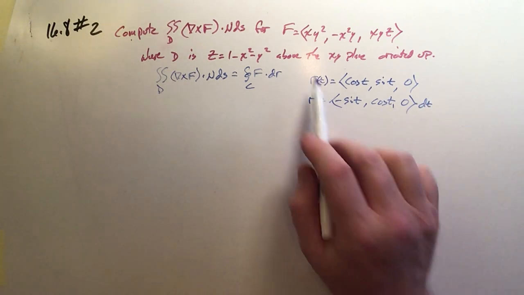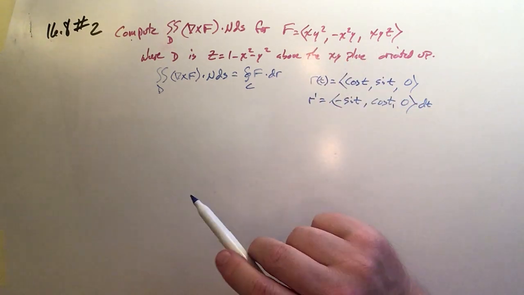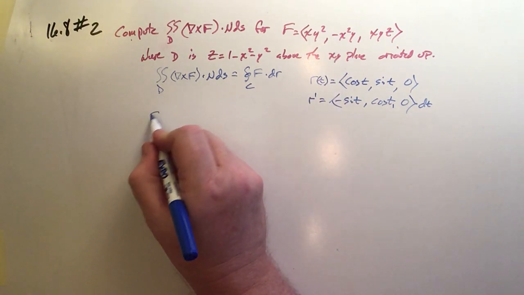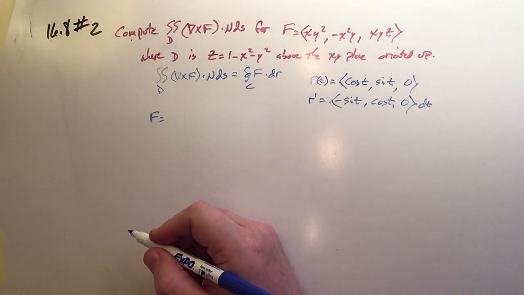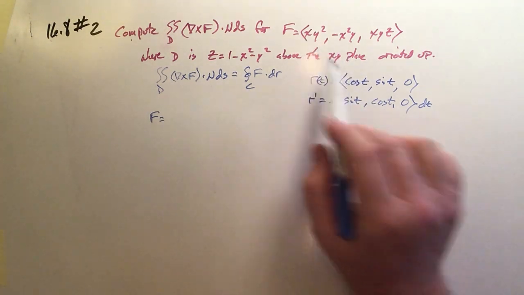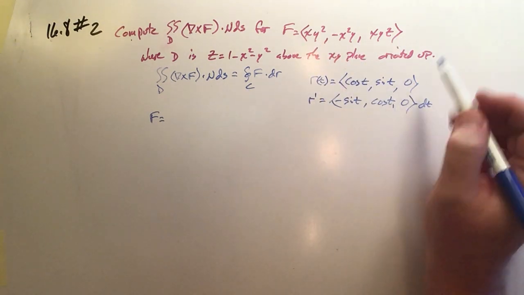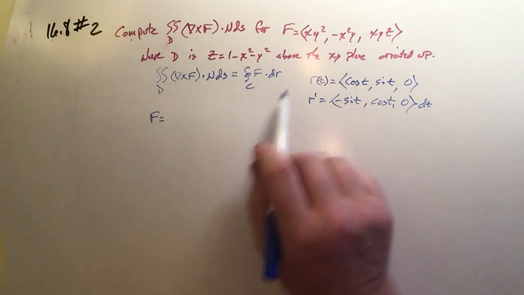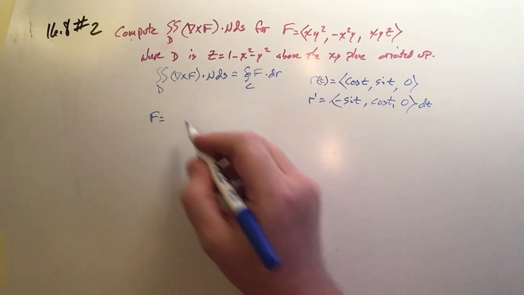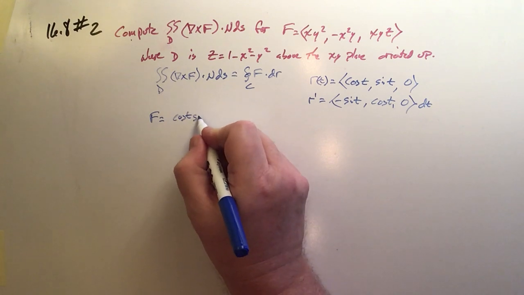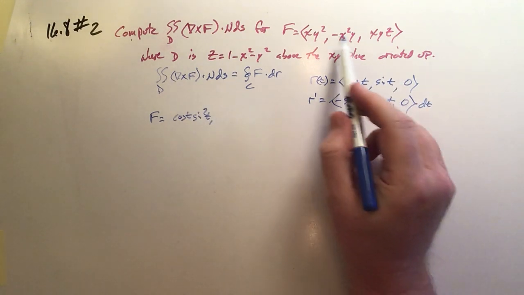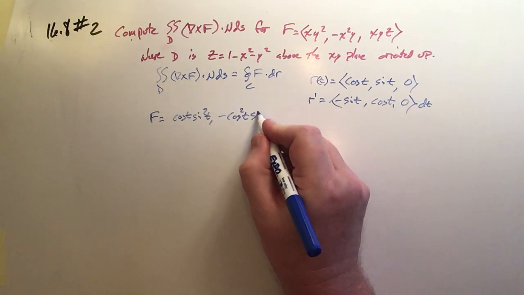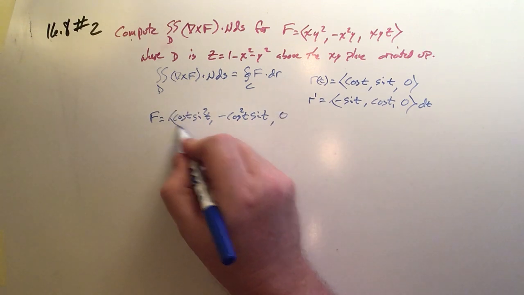So now I just need to parameterize this guy so that I can see what it makes in terms of its new function. So f is going to be equal to, and again I'm going to replace all the x's with cosine t and all the y's with sine t and all the z's with 0. So it's good that the z component goes away. So the x component is going to be cosine t sine squared t. The y component is going to be negative cosine squared t sine t. And the z component is going to be 0.